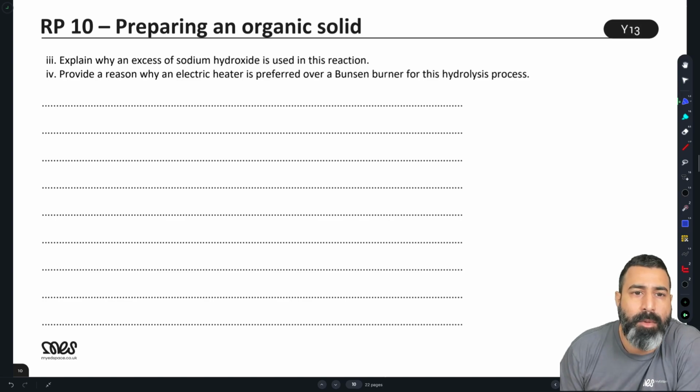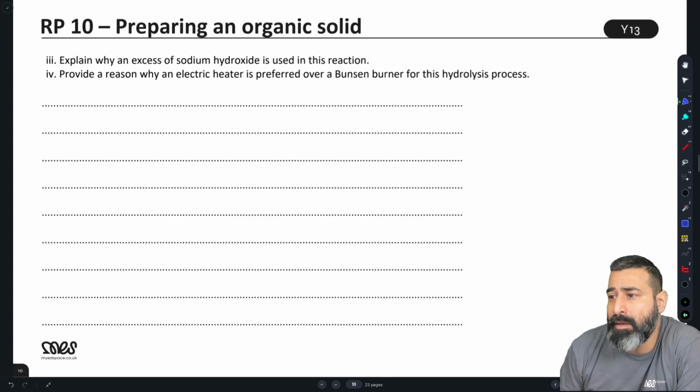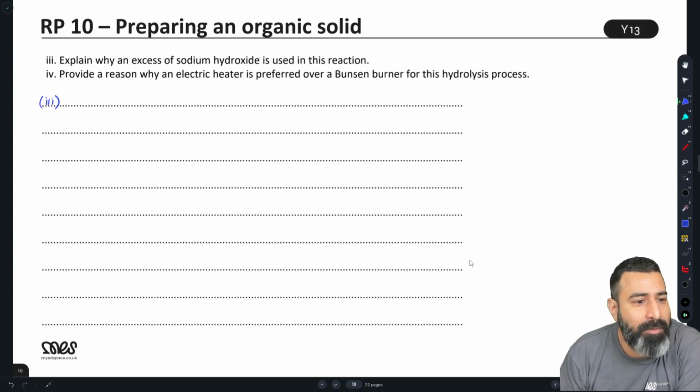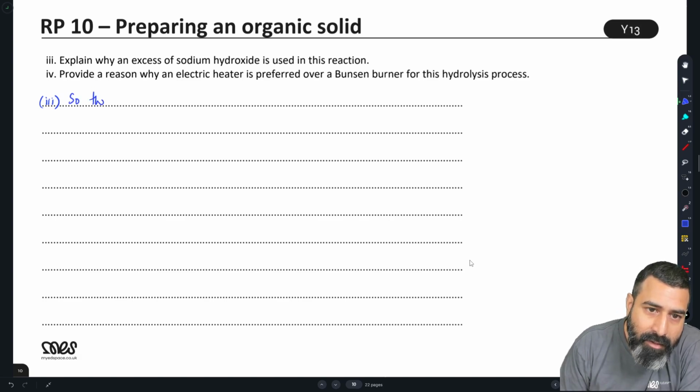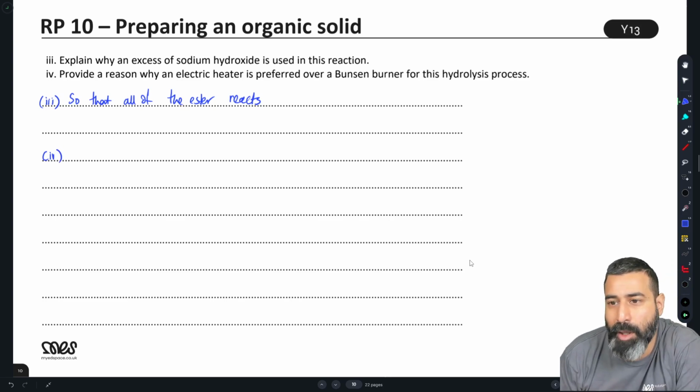Okay, so some follow-up questions. Explain why an excess of sodium hydroxide is used in this reaction. Well, we don't have to overcomplicate this. Why do we use an excess of one reactant over the other? To make sure the reactant that is the limiting reactant fully reacts, so that all of the ester reacts.